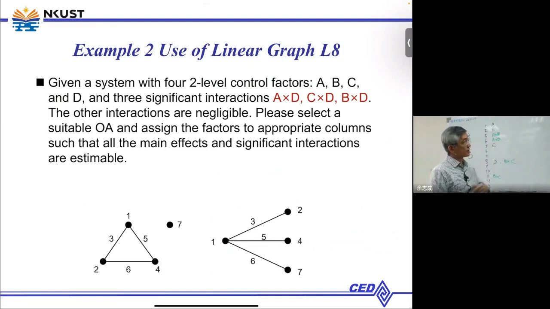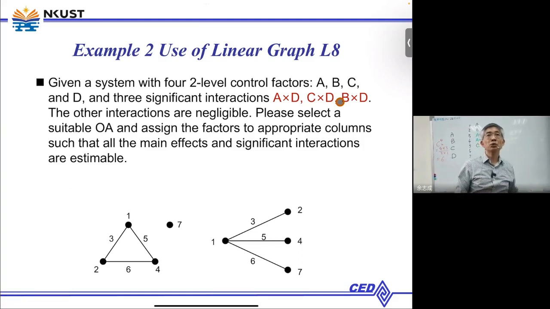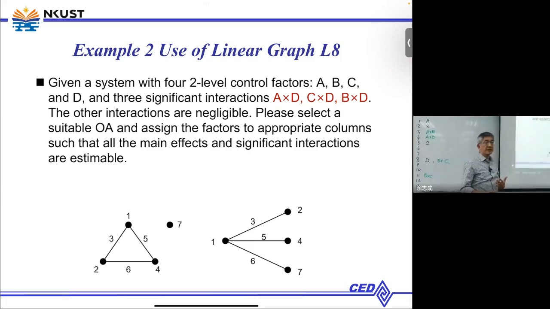How about the other example? Now you still have 4 two-level factors, A, B, C, D. But now you need to analyze 3 interactions: AD, CD, and also BD. In the previous example, you only needed to worry about 2 interactions. Now you need to worry about 3 interactions. How do you assign these factors to your orthogonal array?